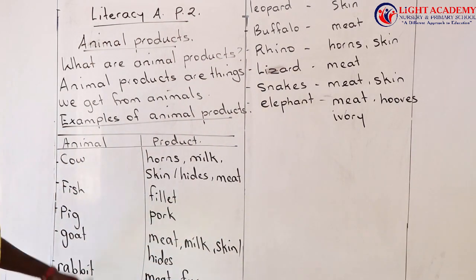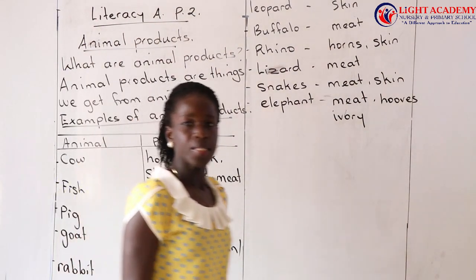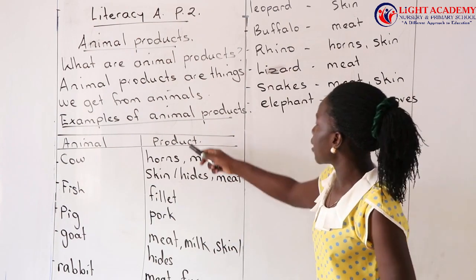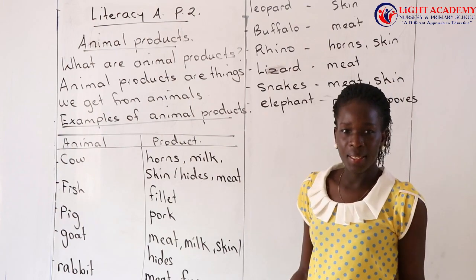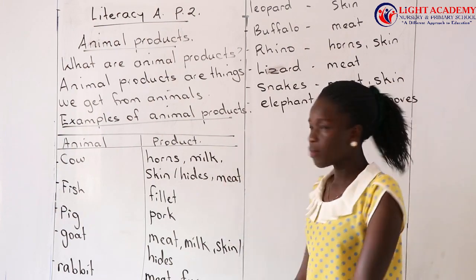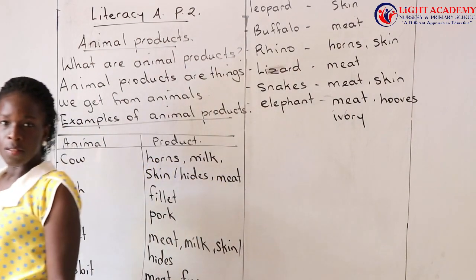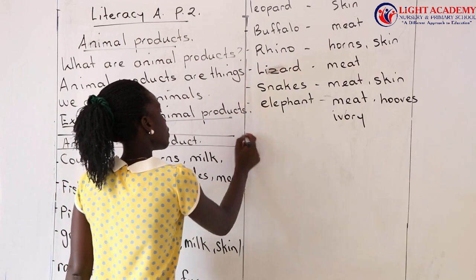Now, let us look at some of the products we get from these animal products. Not only the animal products, for example, the horns, the milk, it doesn't end there. There are other things that you get from it. Now, let us look at the products we get from things.